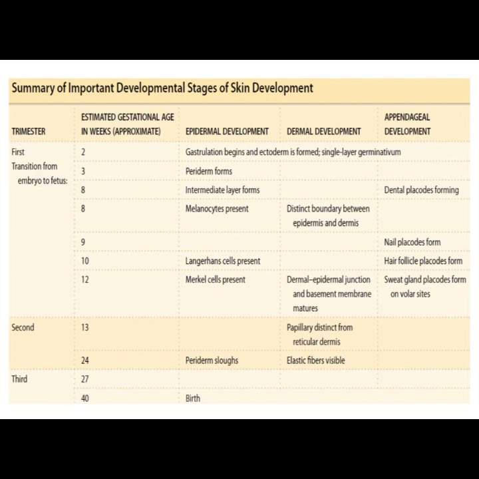Second trimester. 13 weeks. Dermis, papillary dermis becomes distinct from reticular dermis. 24 weeks. Epidermis, periderm sloughs off. Dermis, elastic fibers become visible. Third trimester. 27 weeks. Advanced differentiation continues, skin more closely resembles postnatal skin. 40 weeks, birth. Fully developed skin, ready to function as a barrier and thermoregulator at birth.